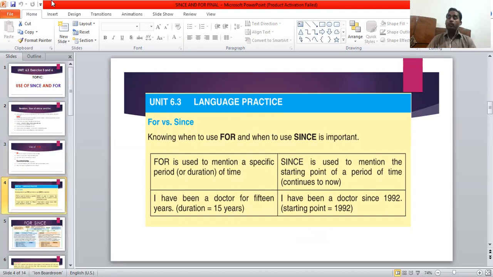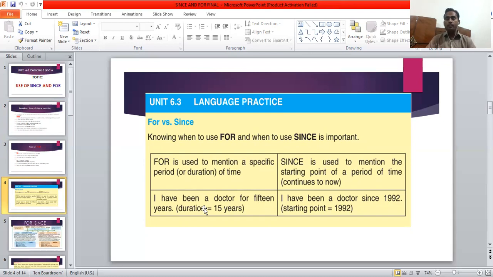Now when do we use for? For is used to mention a specific period or duration of time. We use for when we know the start and end, or we can say that we know the duration of time. For example, I have been a doctor for 15 years. Now the duration is 15 years, so that's the reason we are using for.